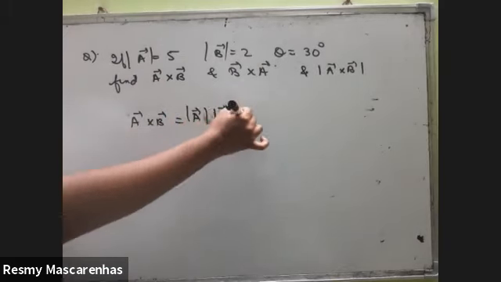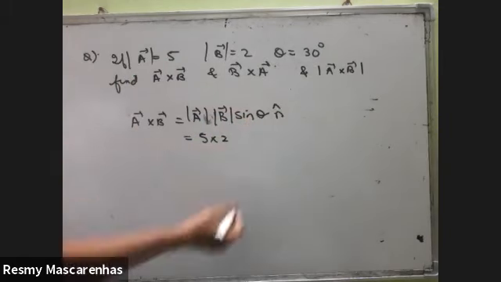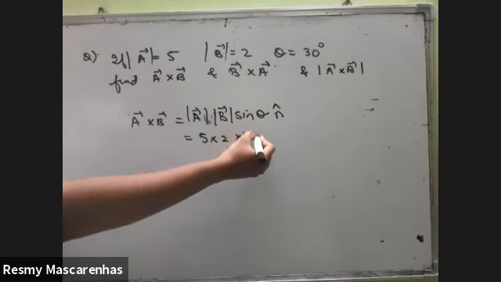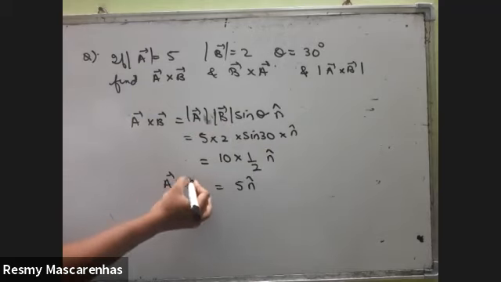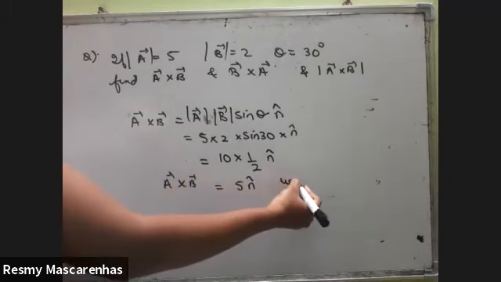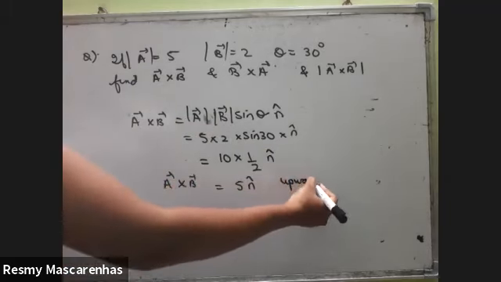5, 2 is n cap sin 30. This n cap will be just there. This will be 10. Sin 30 is 1 by 2. So this will be 5 n cap. So this is your answer. So what does this say? Plus n cap means this is upward. The direction is upward.